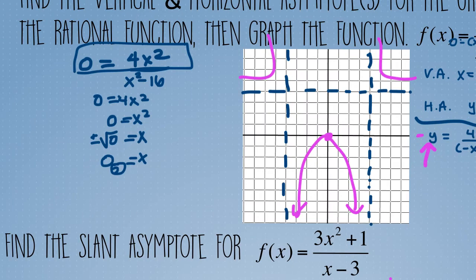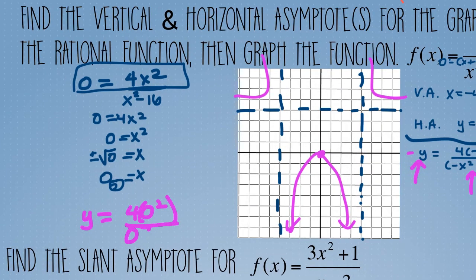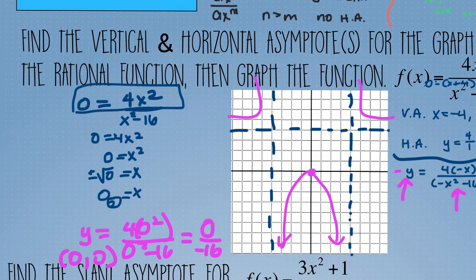The next thing I would try to find is the y-intercept. So if I plug 0 in for x, I get 4 times 0 squared over 0 squared minus 16, and I get 0 over negative 16, which doesn't help me at all. I already have that point, okay? But your test is going to ask for both the x-intercepts and the y-intercepts.